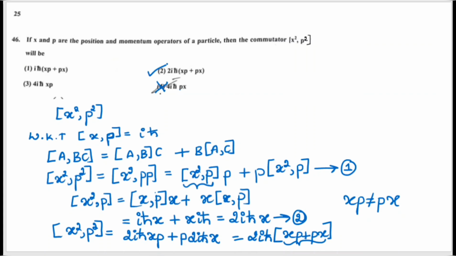We shall go for the second option, that is 2 times i h cut (xp plus px), where x and p are the position and the momentum operators. Yes, let us move on to the next question.